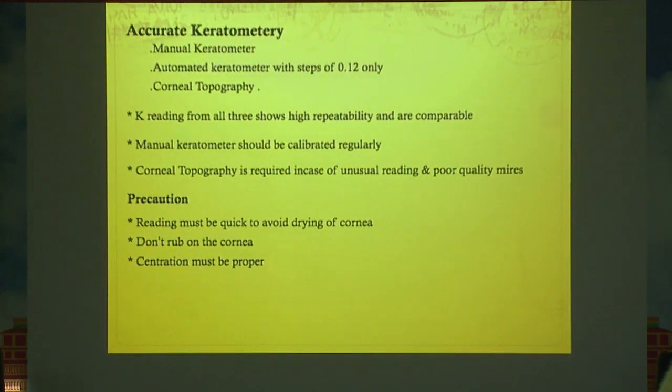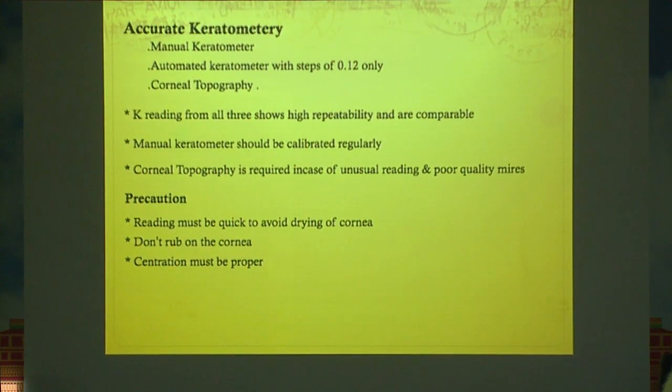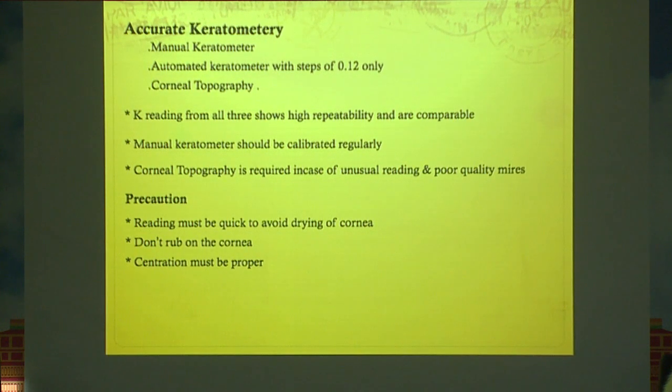Now, how do we obtain accurate keratometry? You can have manual, automated, and corneal topography as well. Most surgeons use the amount of astigmatism from one machine like the IOL Master, and for the axis they use corneal topography. If you are not obtaining a good result with the keratometer, then you can use corneal topography for obtaining accurate keratometry. K readings for all three have high repeatability and are comparable. A manual keratometer should be calibrated regularly. It should be kept in mind that it should not be recalibrated, and corneal topography is required in cases of unusual readings and poor quality of eyes.